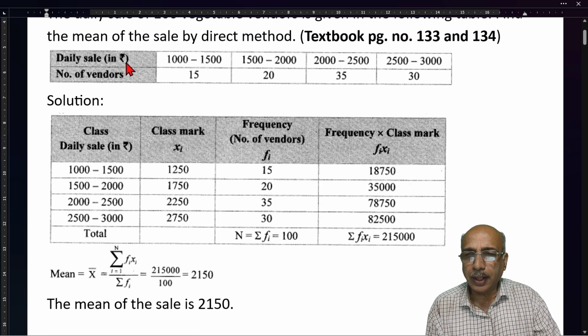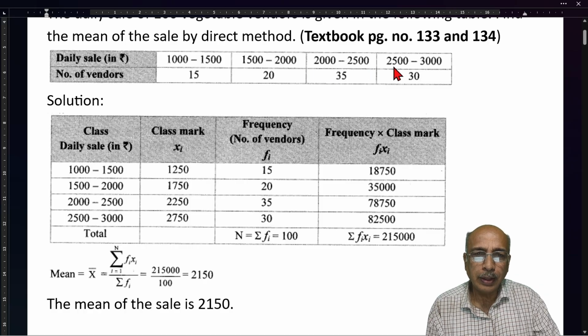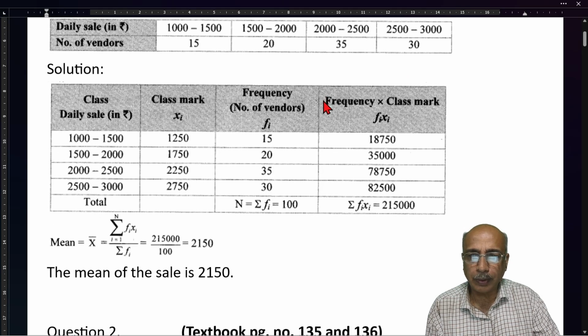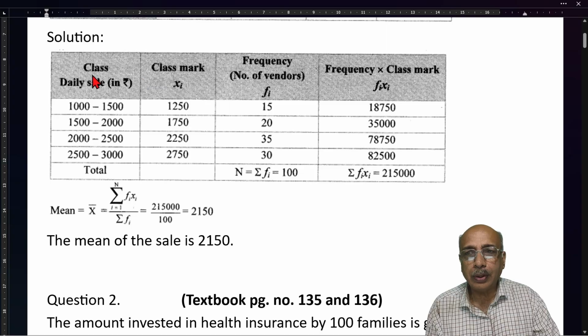So daily sale in rupees is given. The sale is given from 1000 to 1500, 1500 to 2000, 2000 to 2500, 2500 to 3000, in which the number of vendors, that is, frequency, is given as 15, 20, 35 and 30 respectively. So what we have to do, we are going to write in the form of a table.